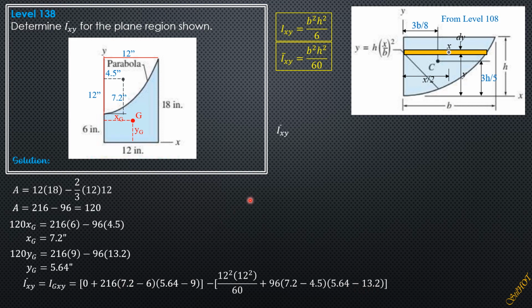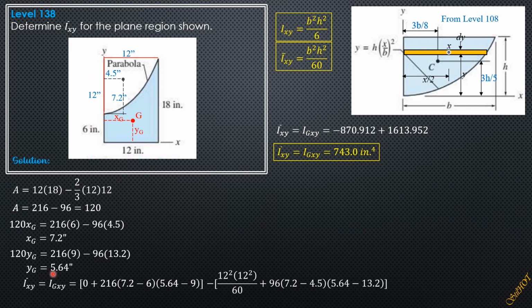So computing I barred xy equals ig xy, the first term is negative 870.912, then for this second term, positive 1613.952. So combining, I barred xy equals 743 inches to the fourth. So let's have the simpler solution.